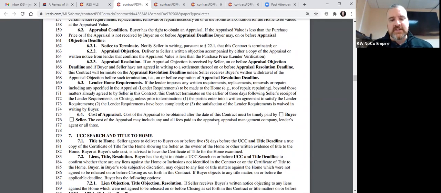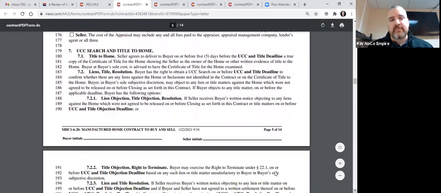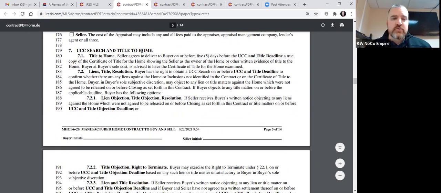Who's going to pay for the appraisal? Check the box, right? And then this is where we get into all the new stuff. So UCC search and title. So the seller is going to deliver to the buyer on or before 5 days prior to that UCC and title deadline, a true copy of the certificate of title for the home.